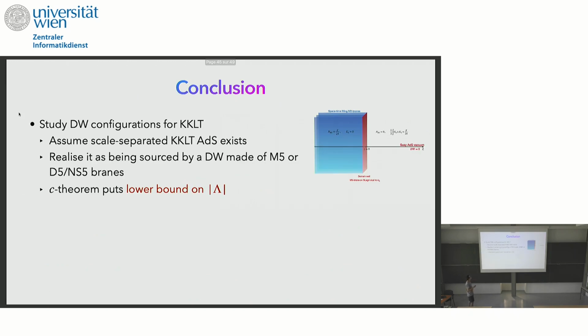To conclude, we studied the domain wall configuration for the KKLT scenario. We assume that there exists a scale-separated AdS vacuum from KKLT. We realized that by being sourced by this domain wall of M5 or D5 and NS5 branes, in principle the C theorem would put a lower bound on the absolute value of lambda. So what we do is compare an AdS with another AdS.